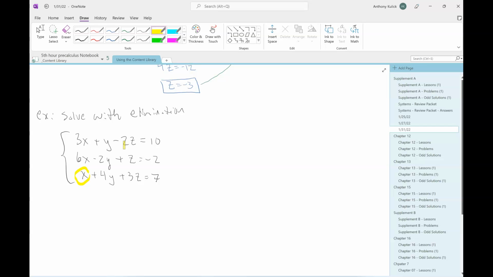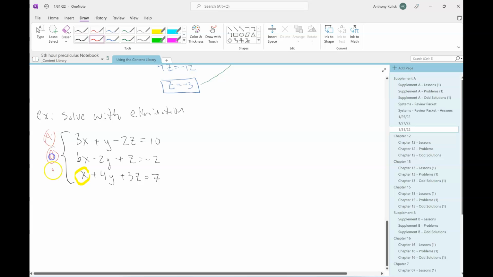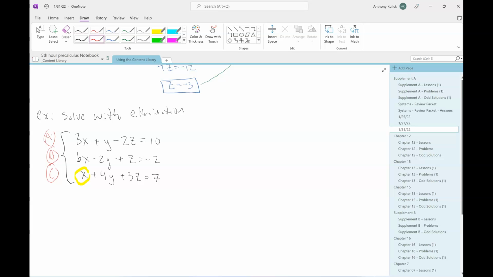Cool? All right, so we'll call these equations A, B, and C. Basically, my plan is to use equation C to eliminate the x's from equation A. And then separately, I'm going to use equation C again to eliminate the x's from equation B. That'll result in two-variable equations, and I'm back to a section 3 problem.